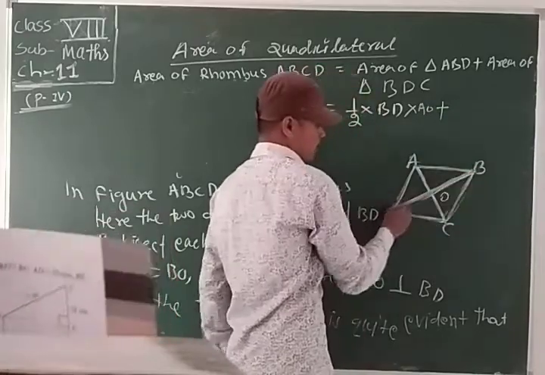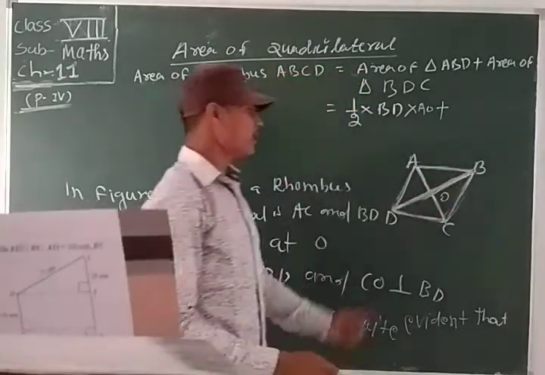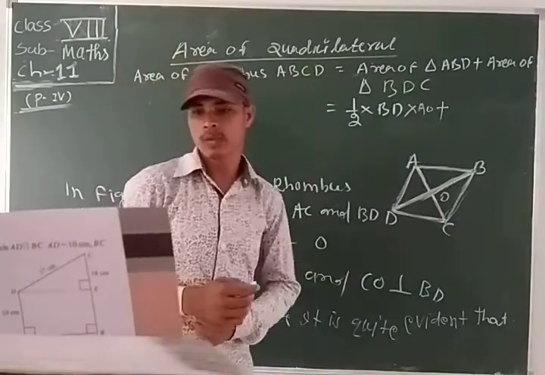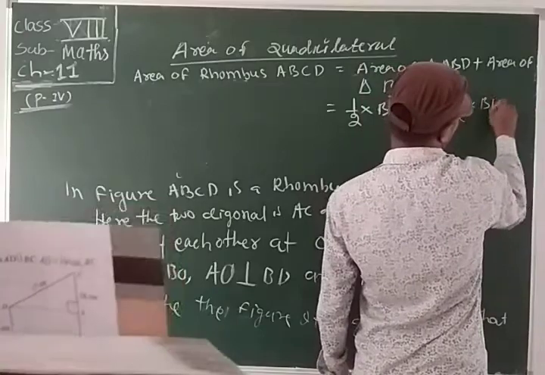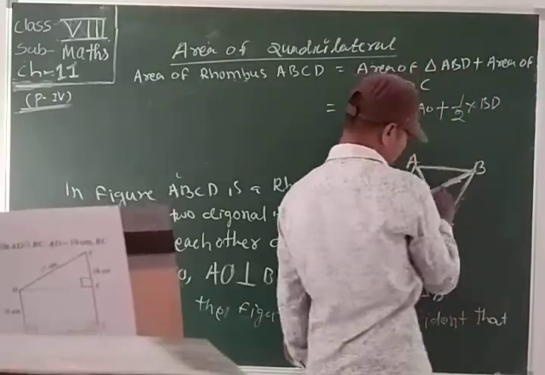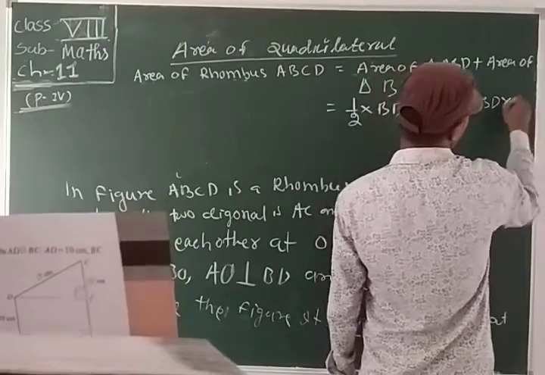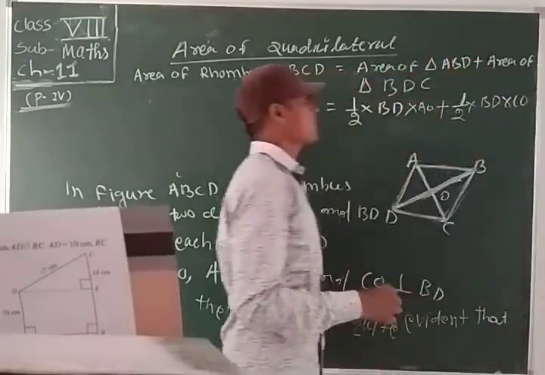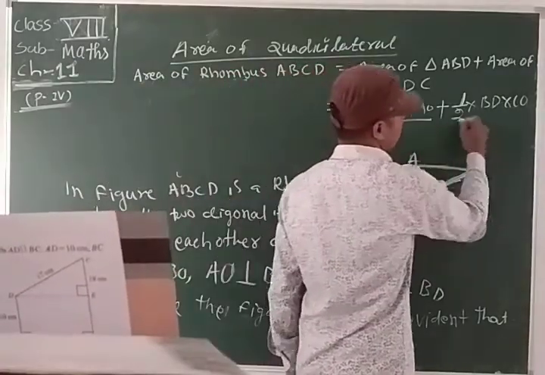in the second triangle BDC, what is the base? BD is the base. Then 1 by 2 into BD, and here the height is what? CO. Into CO. Clear about this? 1 by 2 into base into height.